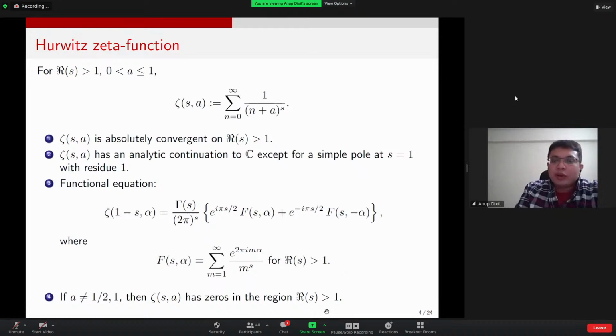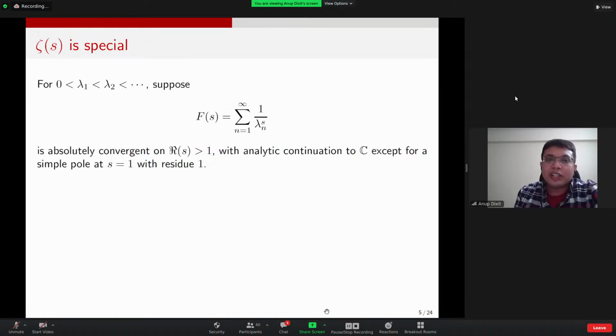So the question is, what makes the Riemann zeta function special? Now, let's consider a more general type of Dirichlet series. Let's say f of s is the summation of n going from 1 to infinity of 1 over lambda n to the s. This is a general Dirichlet series, and of course the lambda n's have the property that they form a strictly increasing set of positive real numbers.